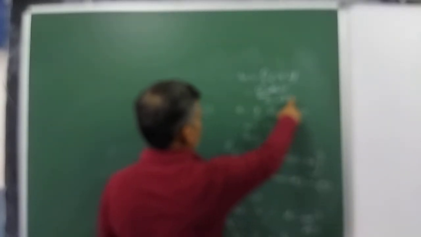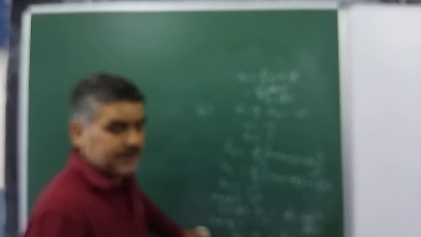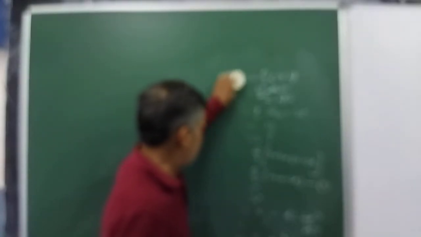Please keep a check upon this. 21 into 13, this is 273, not 293. Please do that correction. So this is the answer for your second part. I hope it's clear to you all. Then come to the next one, third part.